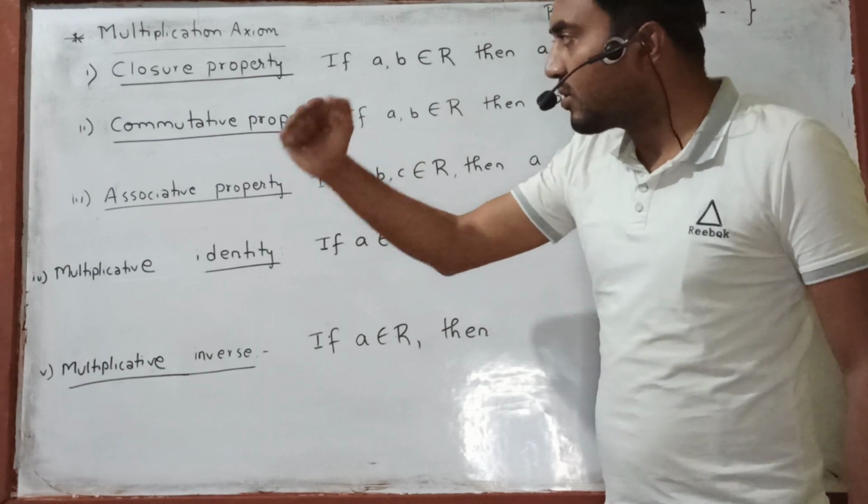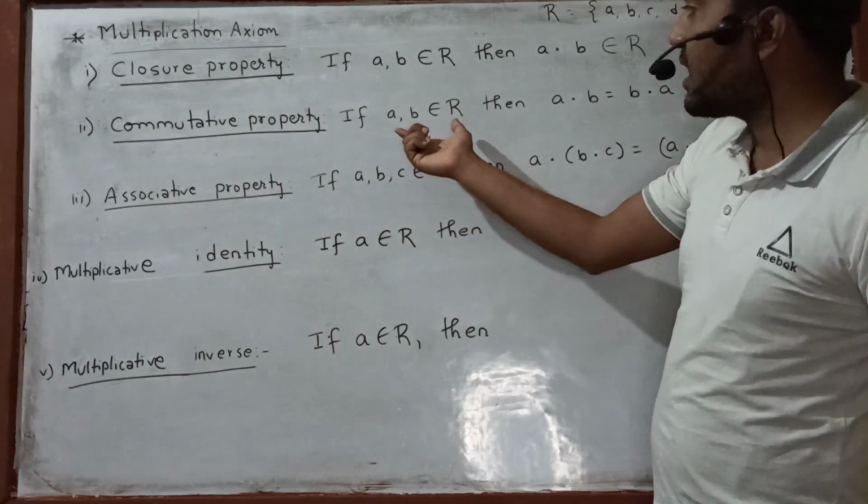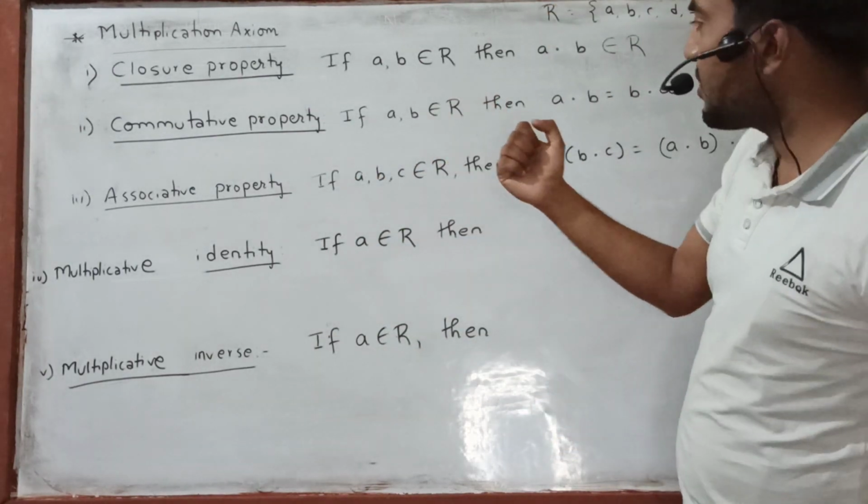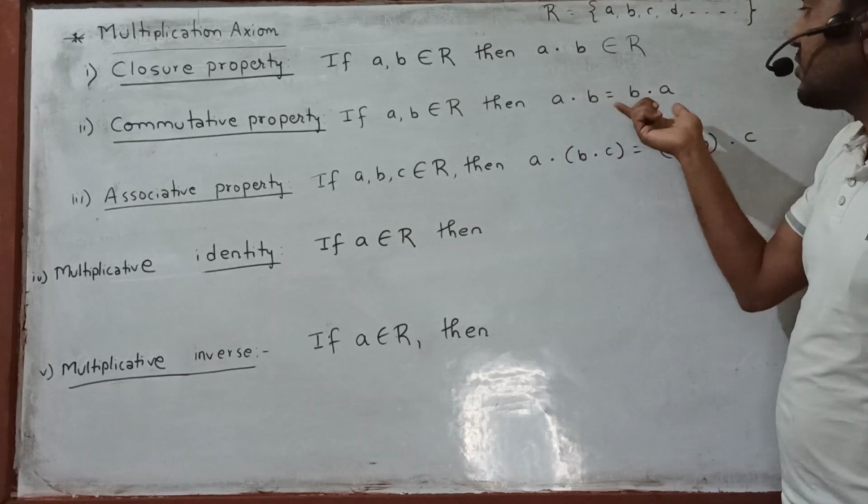Similarly, come to commutative property. If a, b belong to the set of real numbers, then a into b is equal to b into a.